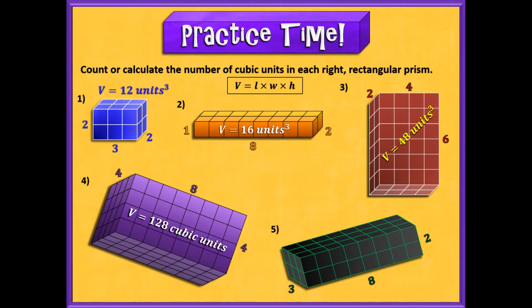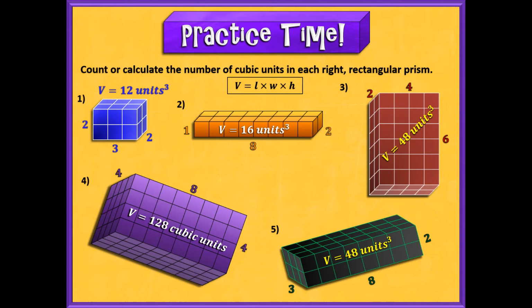All right, so to write this one out, we've got 8 as my length, 3 as my width, and 2 as my height. So 8 times 3 is 24, and 24 times 2 is 48 units cubed. Who got 5 for 5? I did. All right, good job, guys. We're going to go on and try one more.